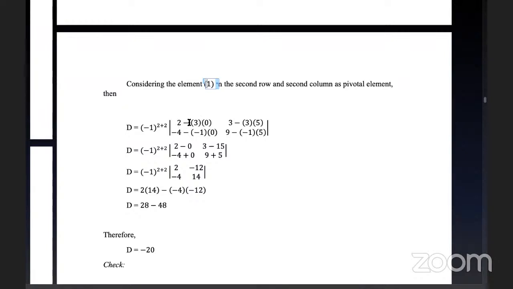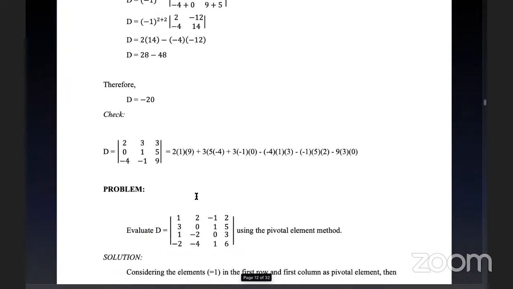So simplify natin to. You have 2 minus 0 is 2. -4 minus 0 is -4. 3 minus 15 is -12. 9 plus 5 is 14. And then, ayan, 2 times 14 minus the product of -4 times -12. Yung sign natin will be positive. So this is now our determinant. So 28 minus 48 is -20.